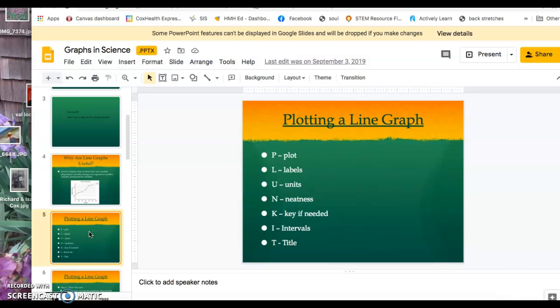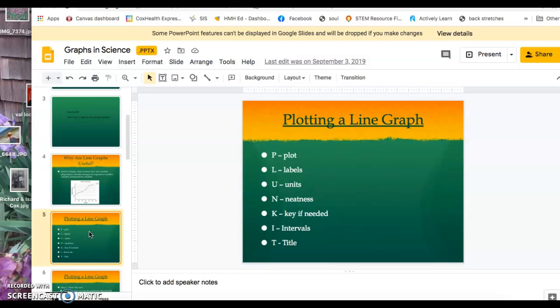Some important things that you must have in a line graph. I call it PLUNKETT. So the very critical parts of a graph, and this is something that you should write down, and you should probably use this every time you create a graph. You should go back and say, did I do this? So the first one is P for plot. Did you accurately plot every single dot that you were supposed to, every single intersection between how much one went up and one went over?